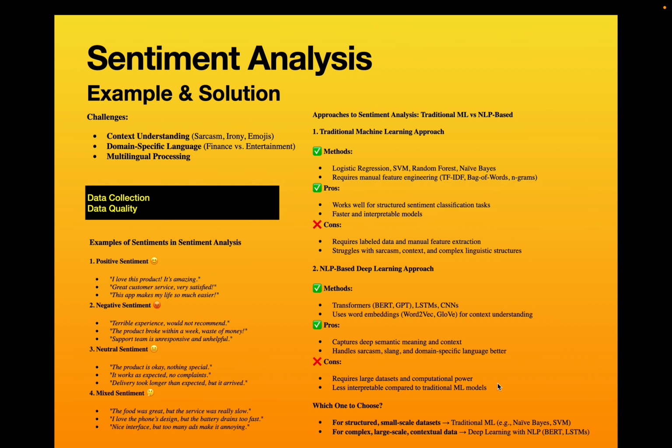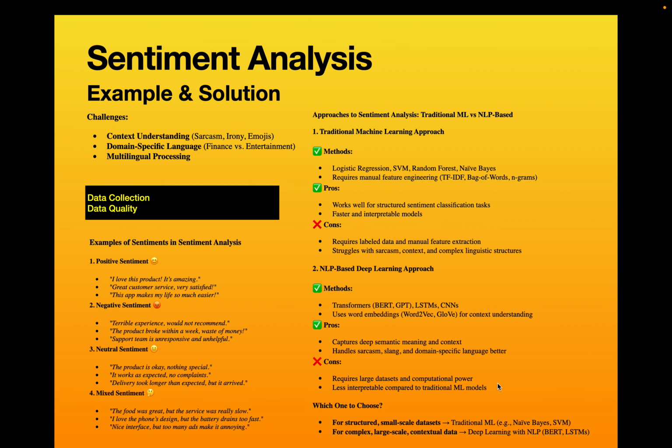Now, approach to sentiment analysis. This is one of the most important things: how you are going to implement the sentiment analysis. There are two key ways that we can design the solution. One is the traditional approach, and the other is the NLP-based deep learning approach, or I will say the GPT or some LLM approach. That is super important.